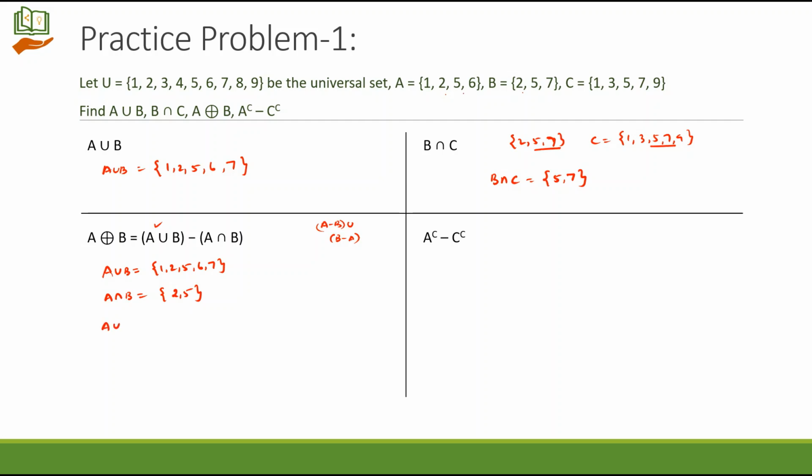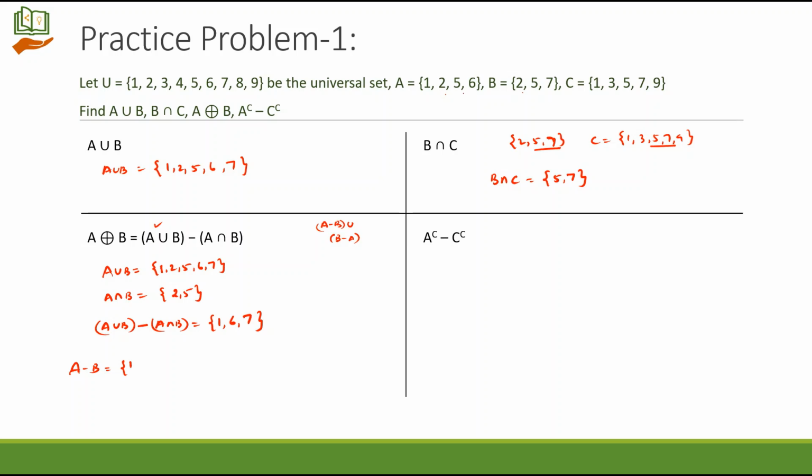Now we have to find A union B minus A intersection B. Whichever is present in the union should not be present in the intersection. 1 is present only in the union. 2 is present in both, so we are not taking it. 5 is present in both, we are not taking it. 6 and 7 are present only in union. This will be the answer. Shall we cross check? What is A minus B? It has to be present in A but not in B.